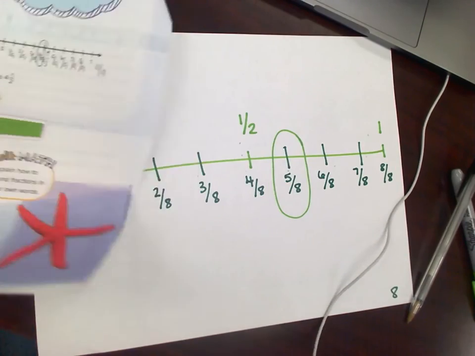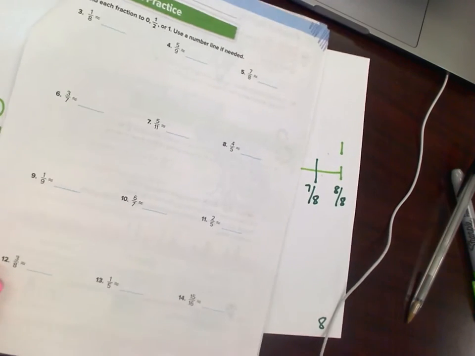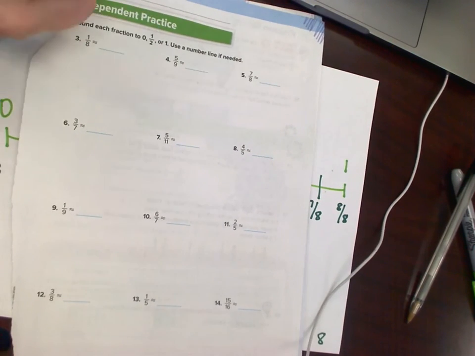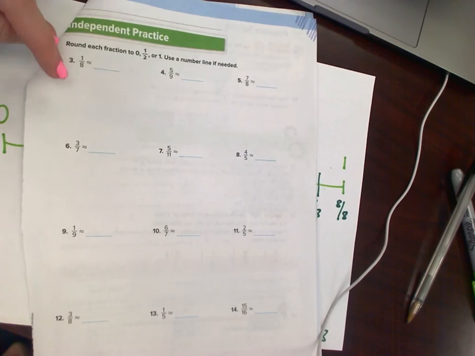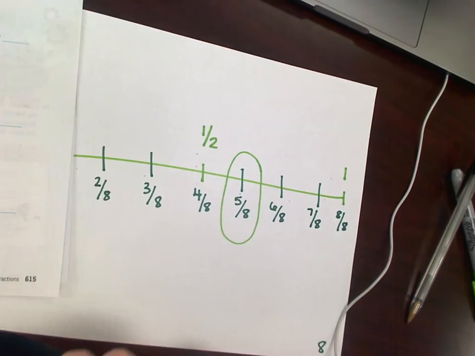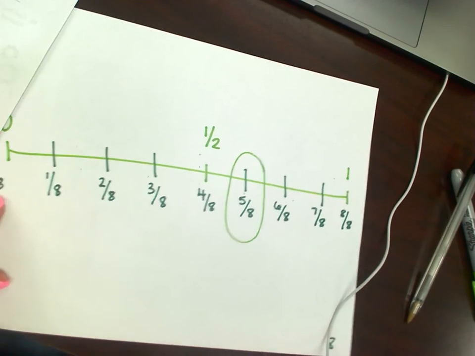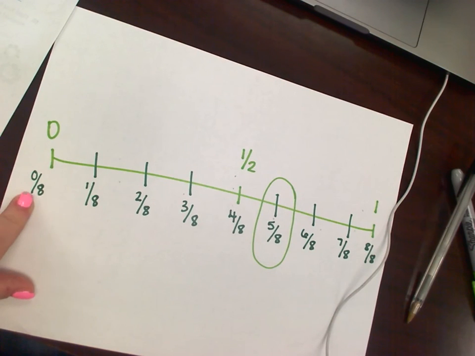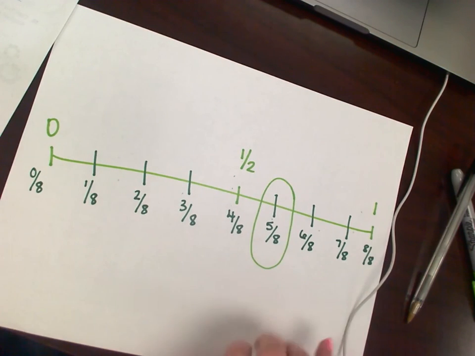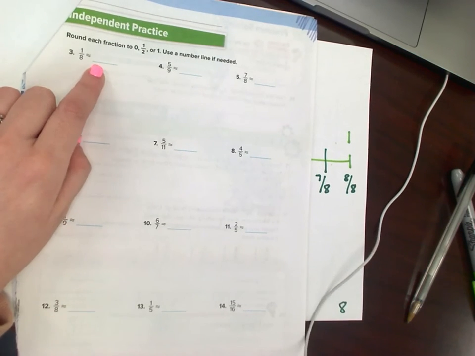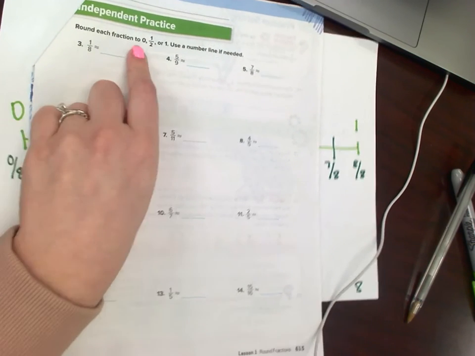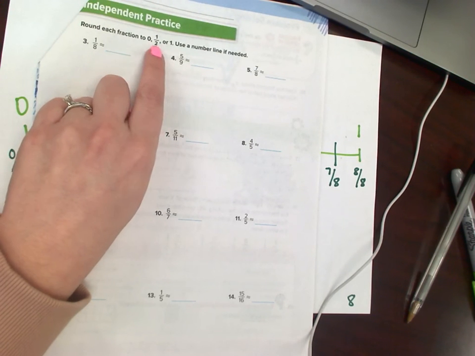All right, so let's look at our independent practice today on page 615. We are rounding each fraction to 0, 1/2, or 1, and we're going to create our own number lines on our whiteboard as we need them. Remember, the denominator tells us how many marks we need to make altogether on our number line. We should be starting with 0 or 0 out of however many marks we're doing, and then go all the way through until the end. The answers you're going to write on your lines today, you have 3 choices. Here they are. You're either going to write 0, 1/2, or 1.